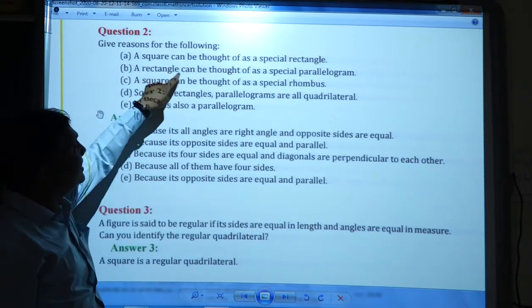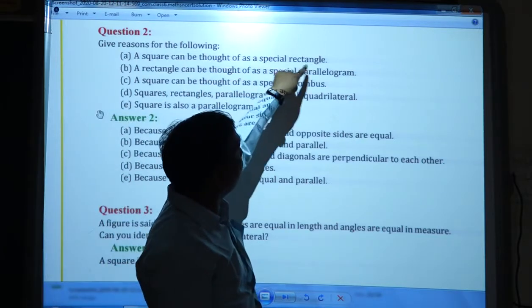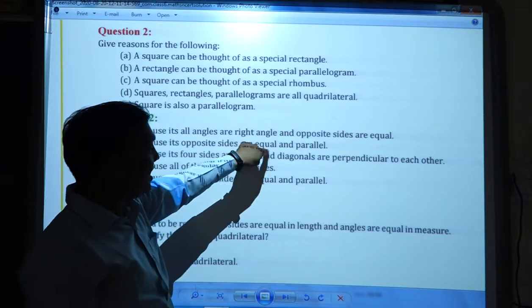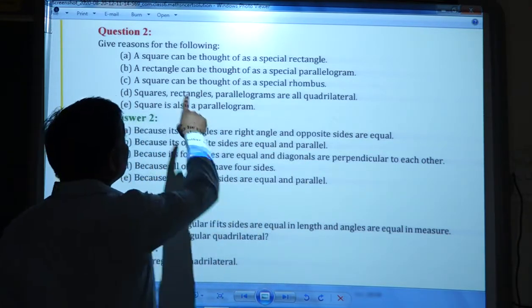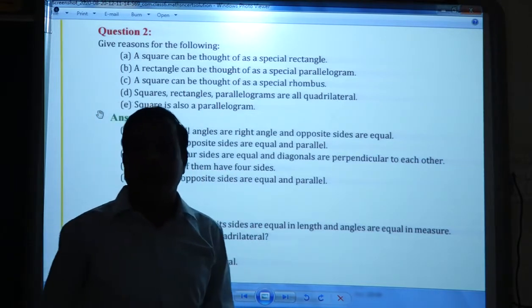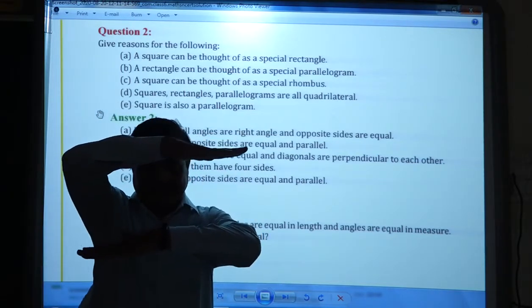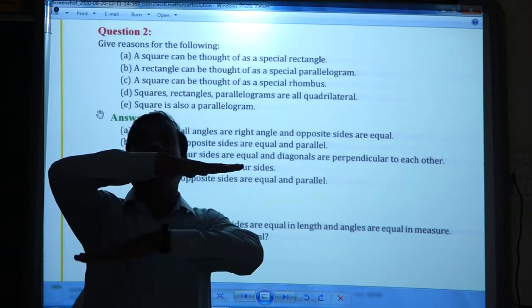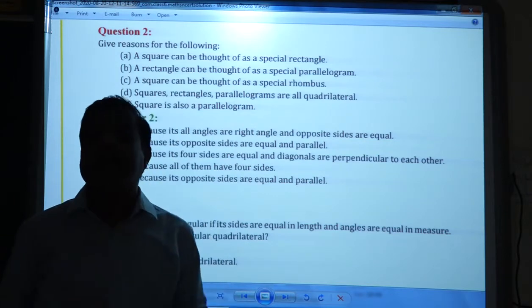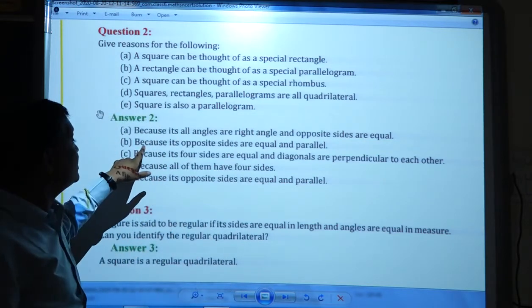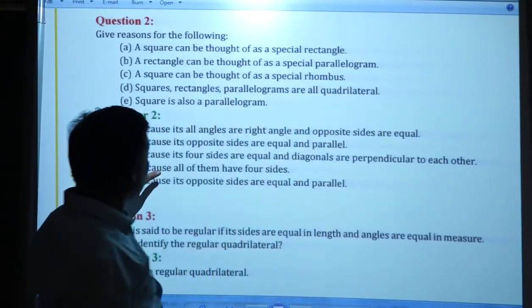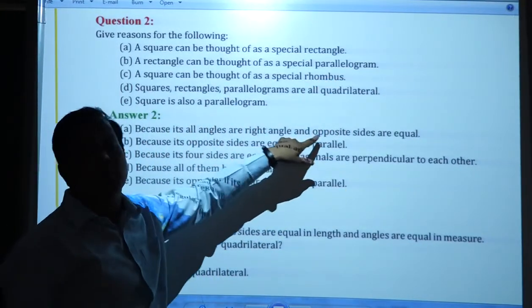Next: a rectangle can be thought of as a special parallelogram because its opposite sides are equal and parallel. These two are parallel and these two are parallel, so it is special. A rectangle can be thought of as a special parallelogram because its opposite sides are equal and also parallel.